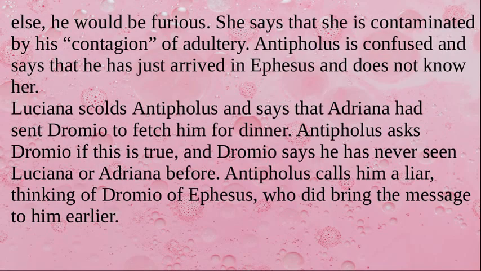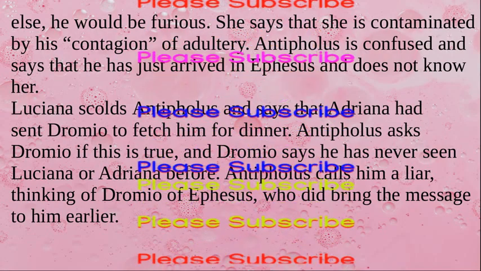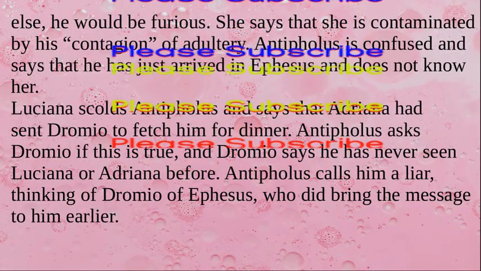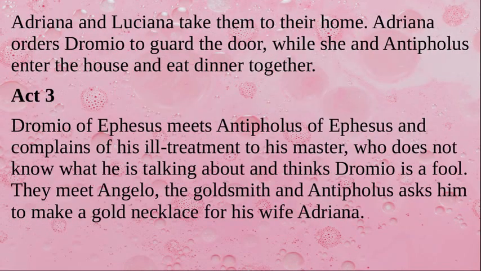Luciana scolds Antipholus and says that Adriana had sent Dromio to fetch him for dinner. Antipholus asks Dromio if this is true, and Dromio says he has never seen Luciana or Adriana before. Antipholus calls him a liar, thinking of Dromio of Ephesus who did bring the message to him earlier. Adriana and Luciana take them to their home. Adriana orders Dromio to guard the door, while she and Antipholus enter the house and eat dinner together.